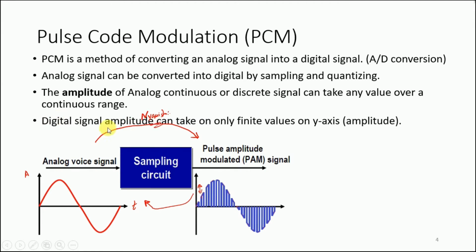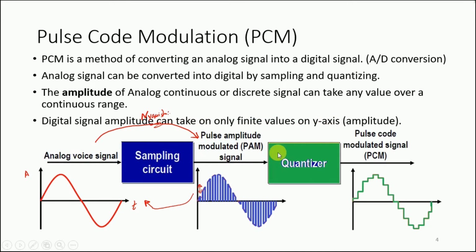Next, a digital signal amplitude can take on only finite values on the y-axis. So you're going to use a quantizer block, and on the y-axis also now we're going to get certain levels, and the PAM signal can only take those certain levels. So now we have sampling on the x-axis and quantization on the y-axis. Note that quantization is a non-reversible process, whereas sampling is a reversible process.